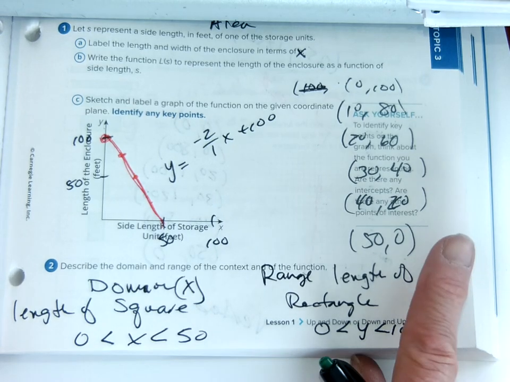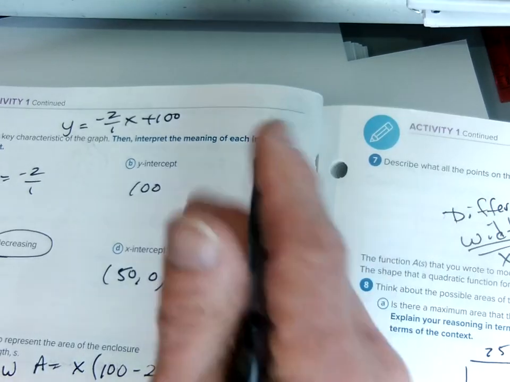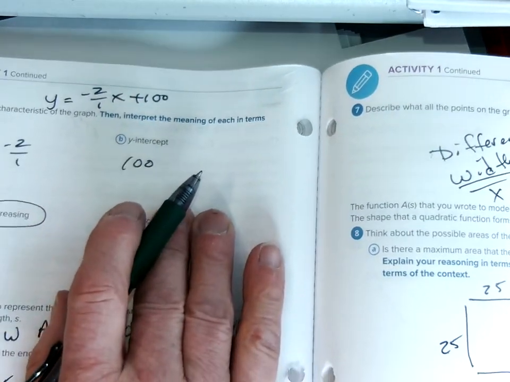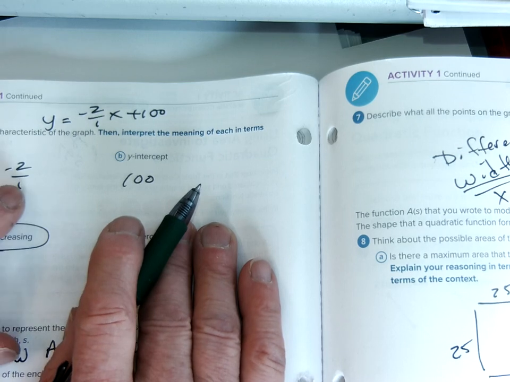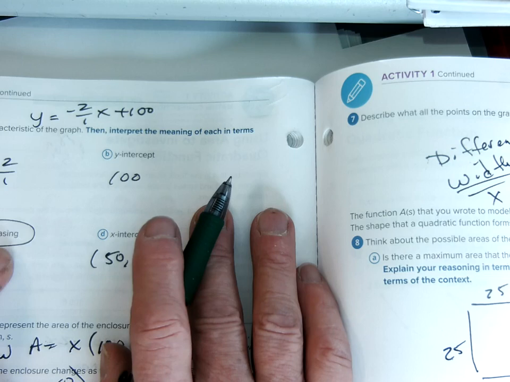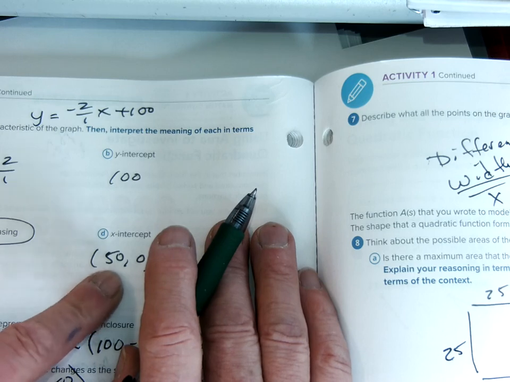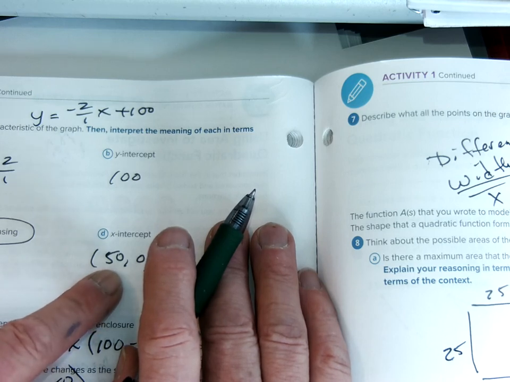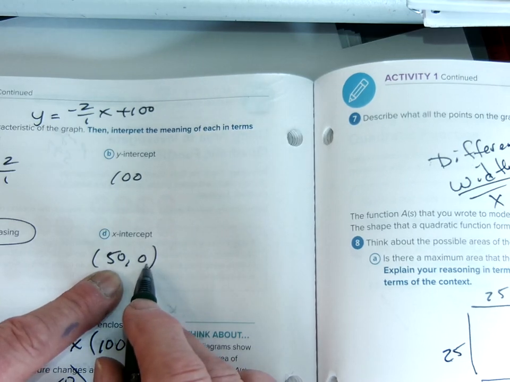Okay, then we looked at the next page and asked, what do we know about this graph? We've got y equals negative 2x plus 100. That's the length of the pin. We know the slope is negative 2. The y-intercept is 100. It is definitely decreasing, because as the squares become bigger, the length becomes smaller. And the x-intercept is (50, 0), because that's where both squares are 50-50, and you're not going to have anything left for your rectangle.